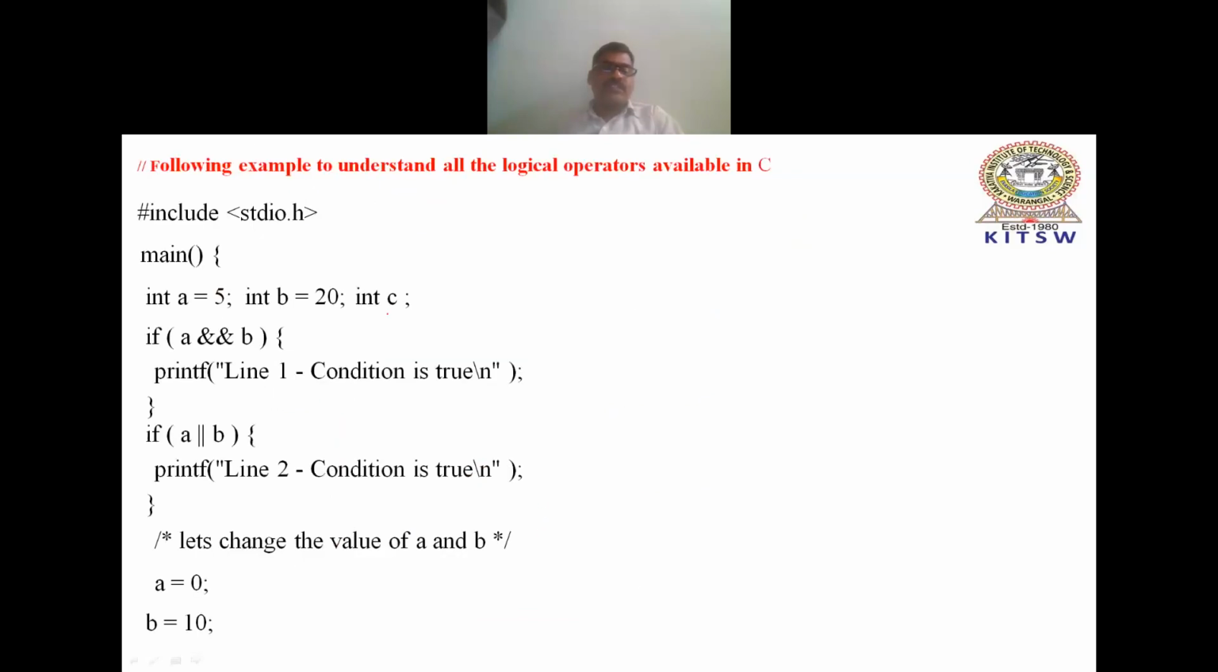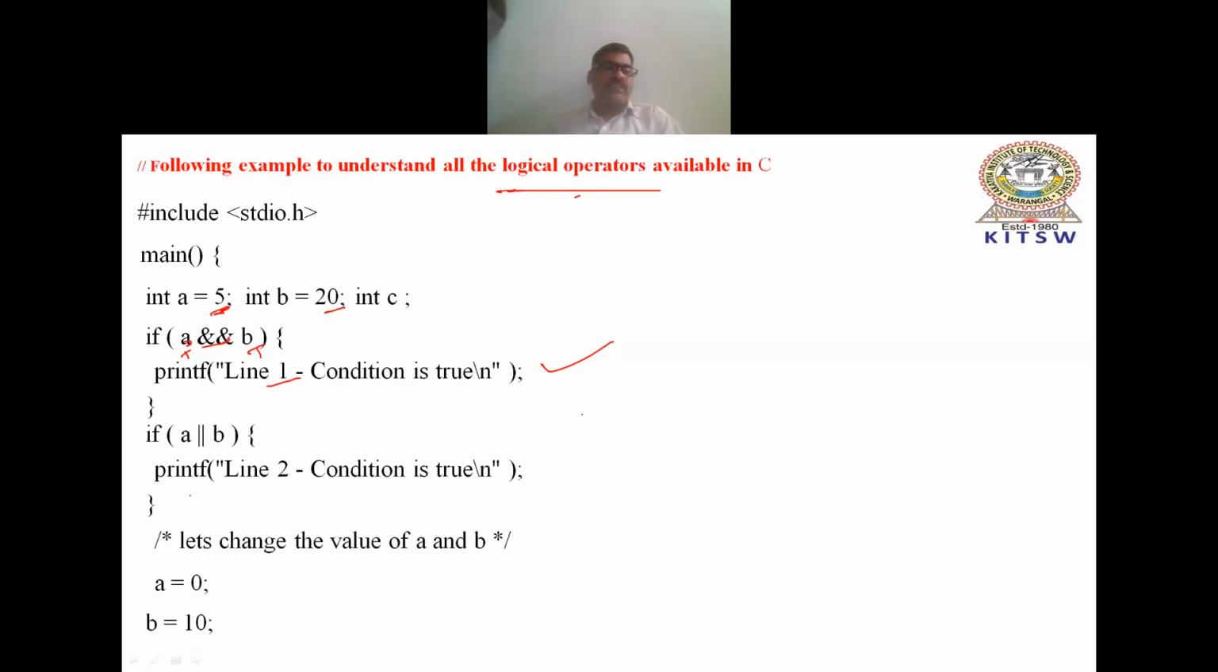So this is a sample program which demonstrates these logical operators. You can see this example here. So a equal to 5, b equal to 20. All the integers are defined, a and b with values 5 and 20. So if a and b, that means a value is non-zero, so it is true. b value is also non-zero, so it is true. True and true is true. Then line 1 condition is true. This is what it is going to print.